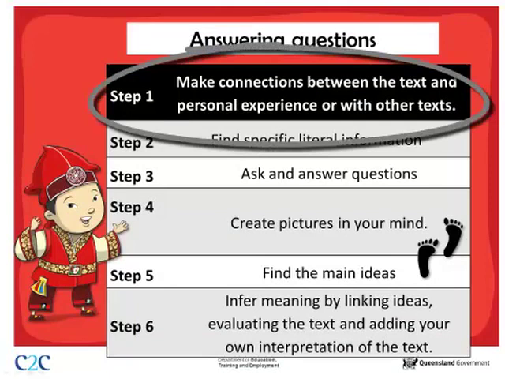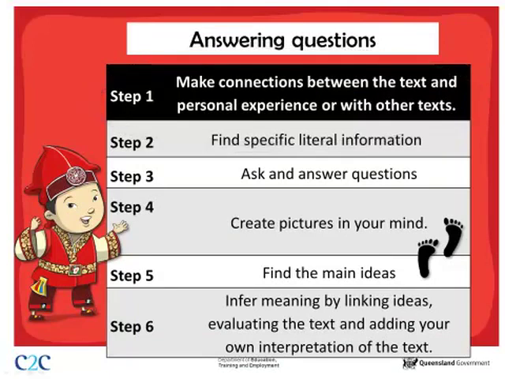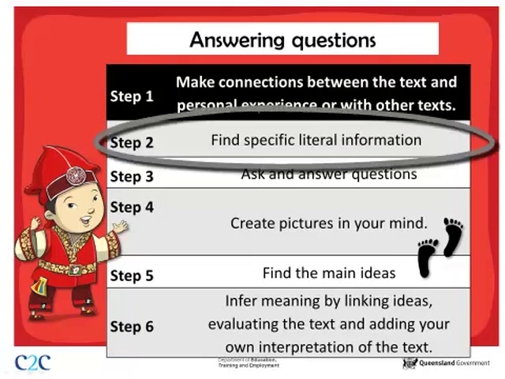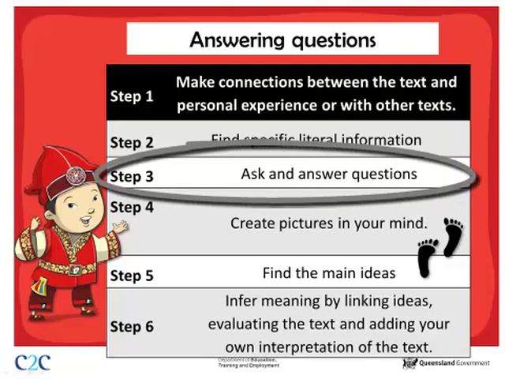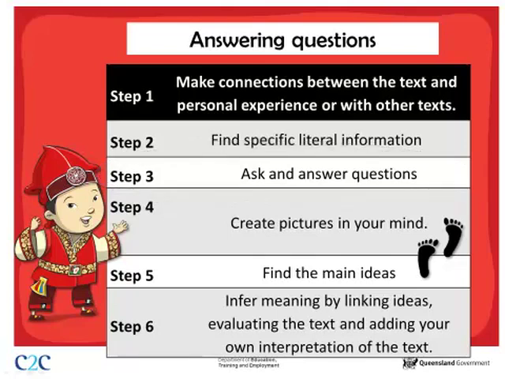Step 1. Make connections between what you have read and your own personal experiences, or with what you have read before. You need to think about similar things that you have done or read about in other texts. Step 2. Find specific literal information. That means the information that is written right there in the text to tell you what is happening. This is in the text information. It is found right in the book. Step 3. Ask and answer questions. Ask yourself questions about the text and then answer them yourself.